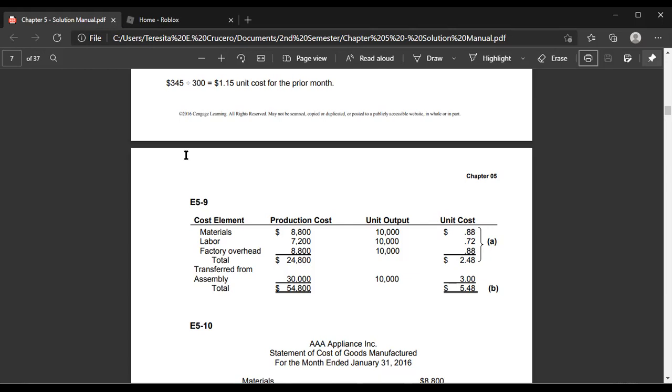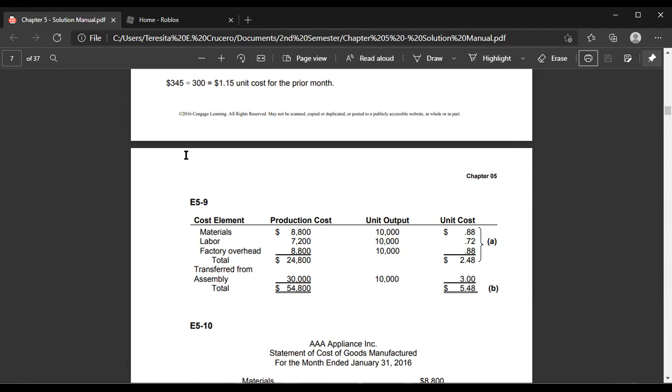Incorporated has two production departments. The nature of the process is such that no units remain in process in finishing at the end of the period. At the beginning of the period, 10,000 units with a cost of $30,000 were transferred from assembly to finishing. Finishing incurred cost of materials, labor, and overhead, and finished 10,000 units. So we have now total units completed of 10,000 units.